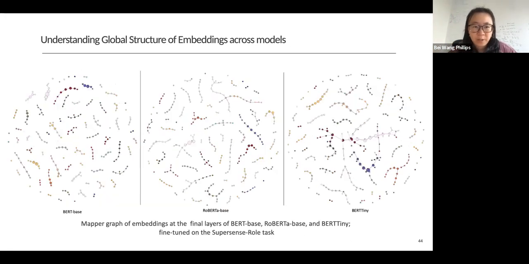Okay. And then this is a difference between different models. BERT and Roberta both have roughly 100 million parameters. This is the last layer of fine-tuning. They both have very pure behavior in terms of the mapper graph. On the right-hand side is a much smaller model. Remember, it only has 4 million parameters. Even when the model has converged, you see a lot of mixed behavior, which is an indication that BERT Tiny is not as powerful and not as accurate as BERT or Roberta, okay?